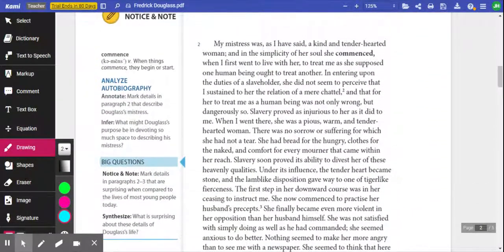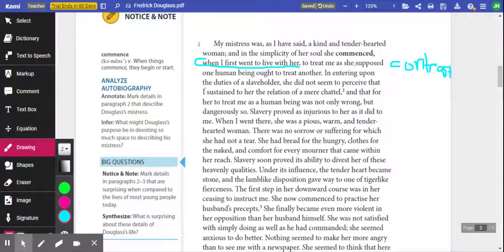Let's continue. "My mistress was, as I have said, a kind and tender-hearted woman, and in the simplicity of her soul she commenced, when I first went to live with her, to treat me as she supposed one human being ought to treat another." So, though we don't know this for sure yet, when it says "when I went to live with her," it seems like he's setting us up for a compare and contrast, especially since we know that, on the first page, he said that she eventually became super mean about it. So I'm going to write contrast here, even though we haven't gotten to that yet. So at first, she treated me like a human being.